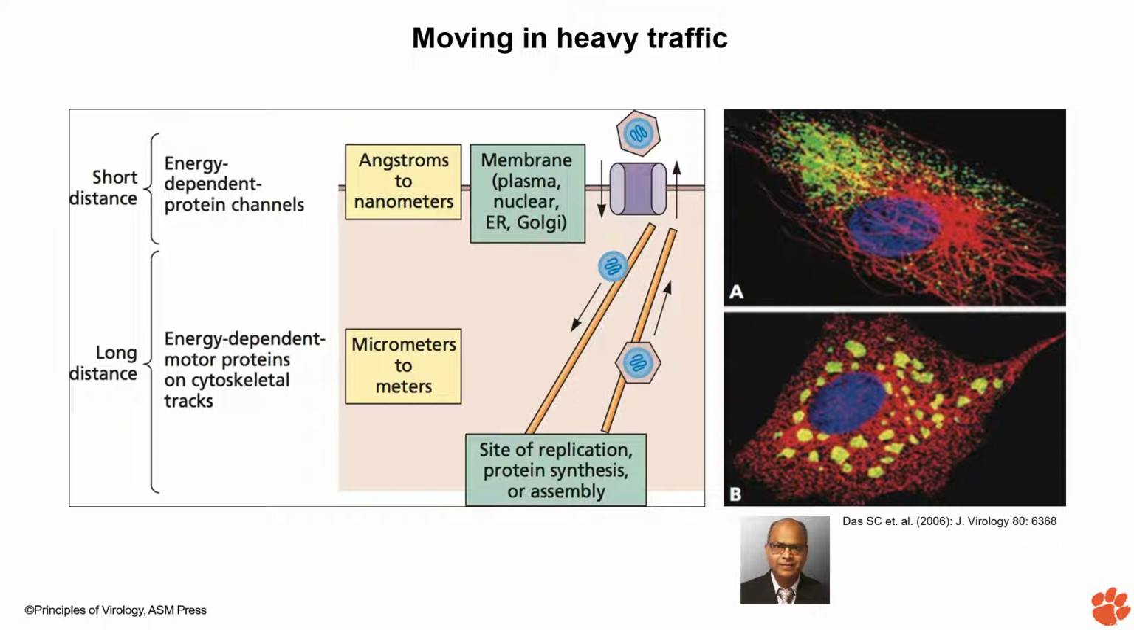It's not that the diffusion can happen extremely fast for the proper assembly or movement of the viruses. So how do you move in the heavy traffic? For short distances, which is angstrom to nanometer distance, usually these are present on the plasma membrane, nuclear membrane, ER, and the Golgi membrane. These are usually pores, portals, translocons, these types of structures.